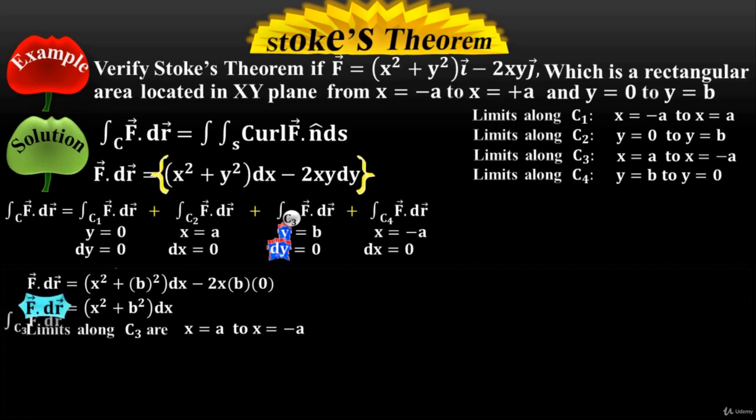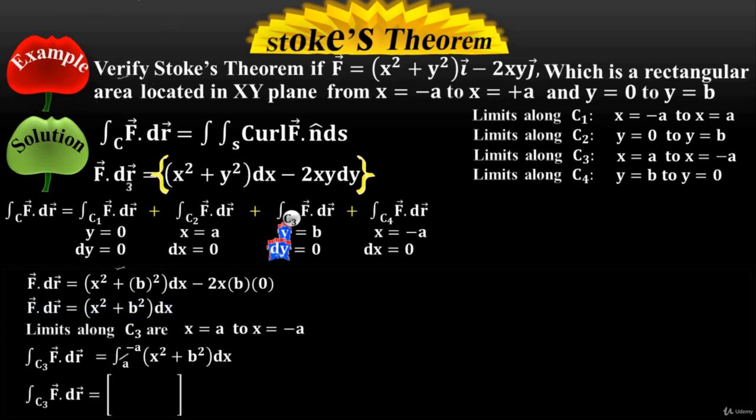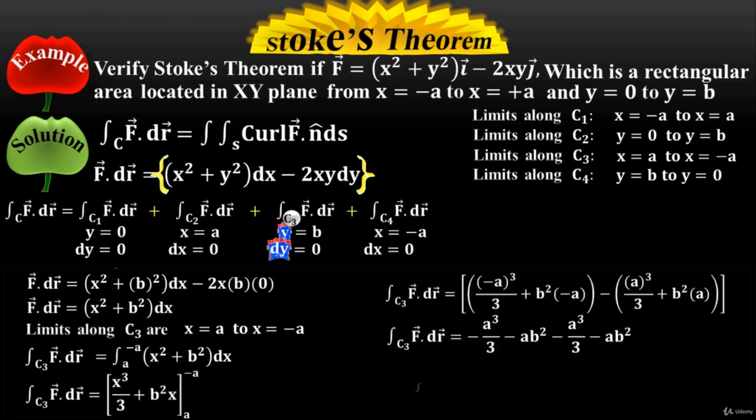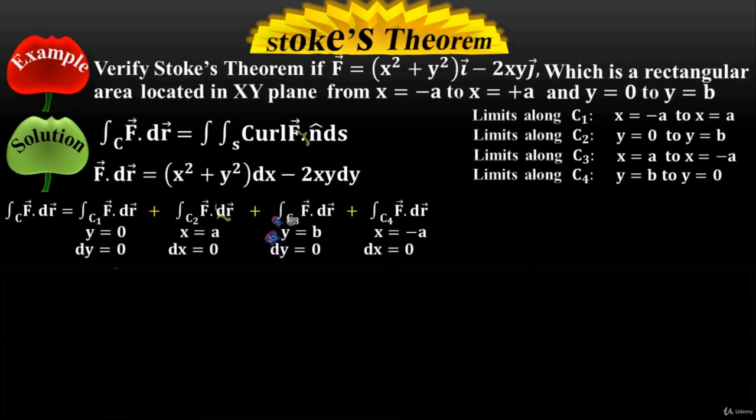Integration of the left side is actually the integration of C3, and integration on the right side has limits ranging from a to minus a. Take integration of x squared plus b squared to have x cubed over 3 plus b squared x. Put the values of the limits to finally have minus 2a cubed over 3 minus 2ab squared. This is the final value for C3. Just put this value under C3 here.